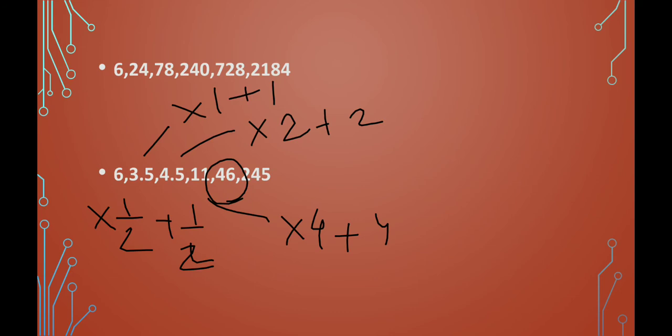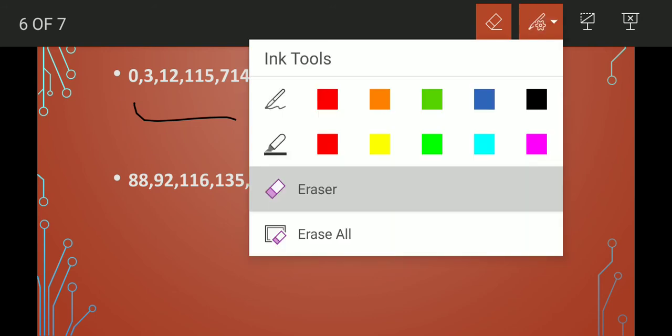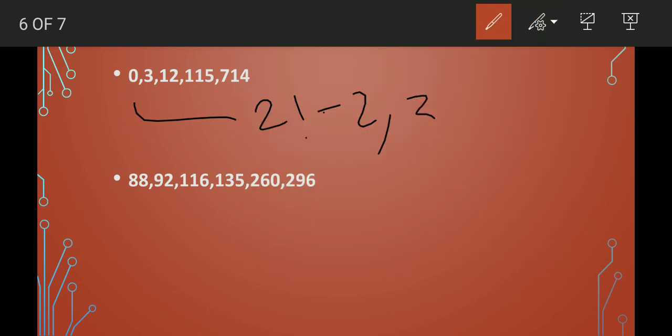So our first term can be written as 2 factorial minus 2, which is 2 minus 2, that is 0. Then for the next term, it's 3 factorial minus 3. 3 factorial is 3 into 2 into 1, that is 6. 6 minus 3 gives us 3. Next one is 4 factorial minus 4. 4 factorial, as we have seen, is 24. Therefore 24 minus 4 gives us 20. Therefore it should be 20, not 12.